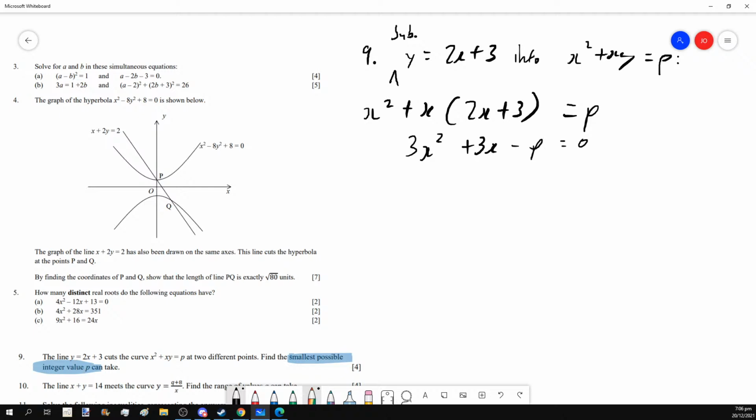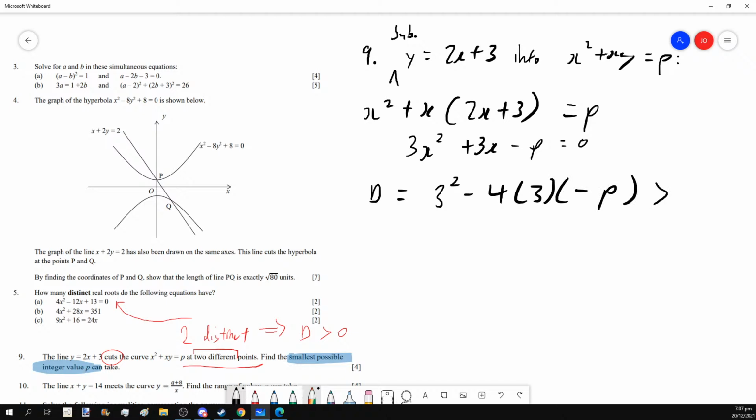Now, because the question told us that we have an intersection, right? It cuts at two different points. In other words, we have two distinct, which, if you recall, is essentially the same as saying two distinct real roots, because one real root means one solution means one intersection. Therefore, two intersections mean two real roots, two distinct real roots. And this implies that the discriminant of the quadratic will be greater than 0. So over here, the discriminant will simply be b squared minus 4ac, don't forget the negative on the p, and it will be greater than 0.